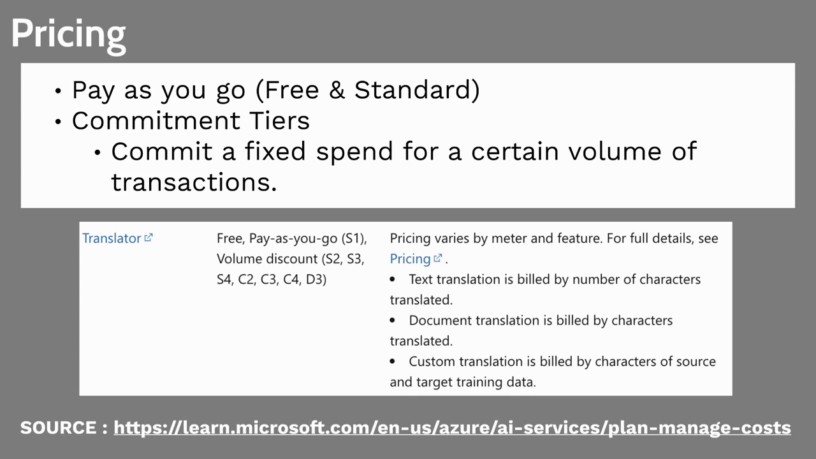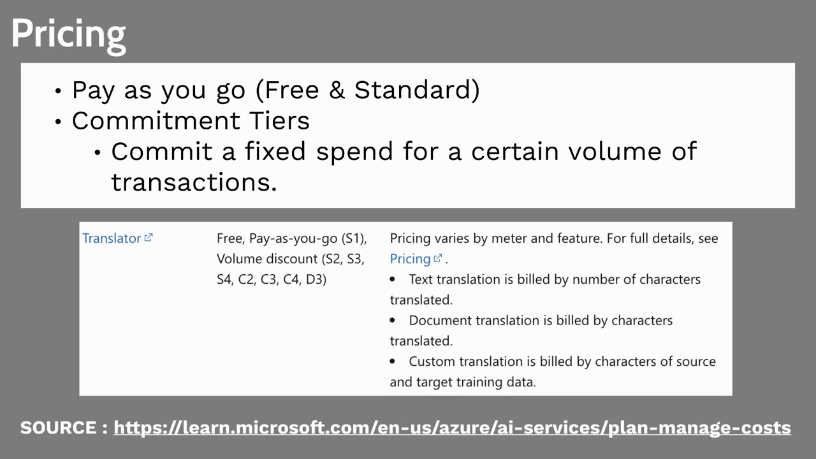So if you are an enterprise with a large number of requests, you can actually approach Microsoft and agree on certain commitments, which means you will get a lower cost for the service, but then you are committing a certain volume and a certain amount of fixed spend per month or per year, depending on the negotiation you have, and that's the commitment tier. So as you can see, for the translator service, this is an example. You have the free, the pay as you go, and then you have the volume discounts categorized into S2, S3, S4, etc. So that's how Microsoft bills you for these services.